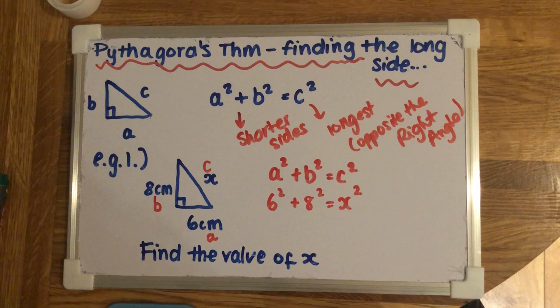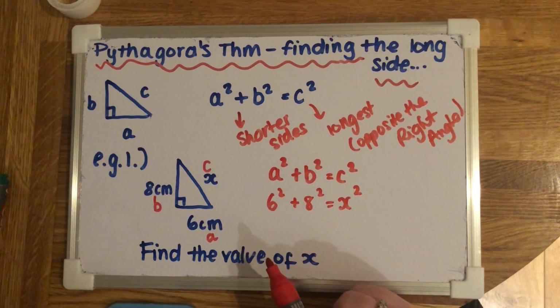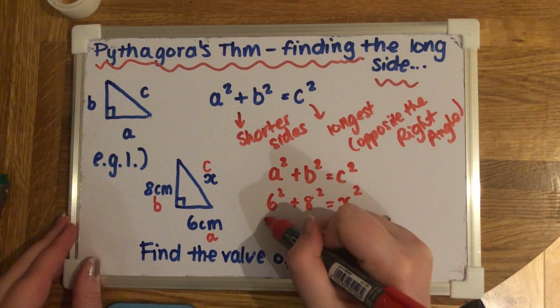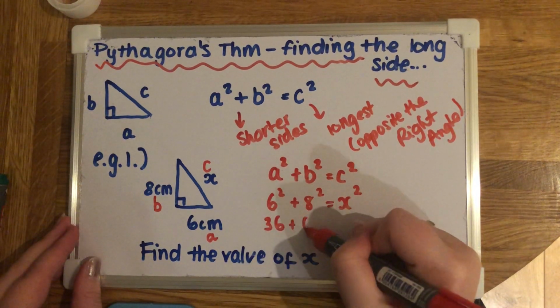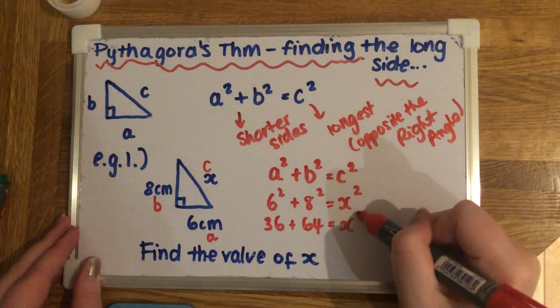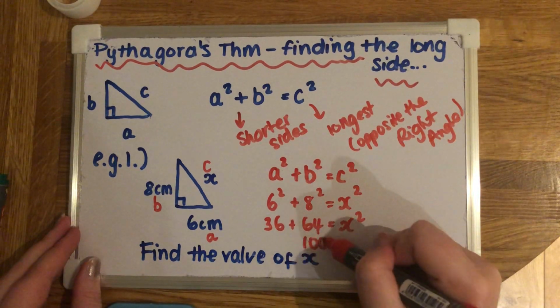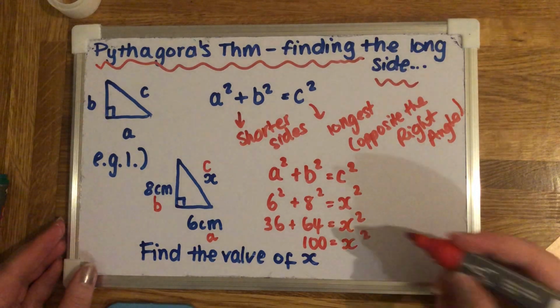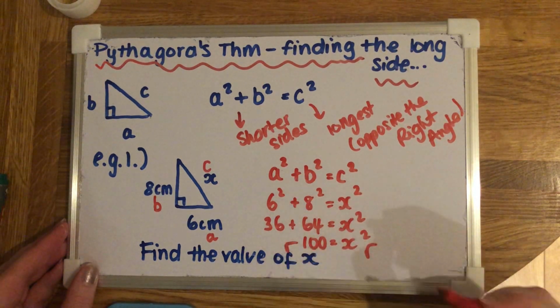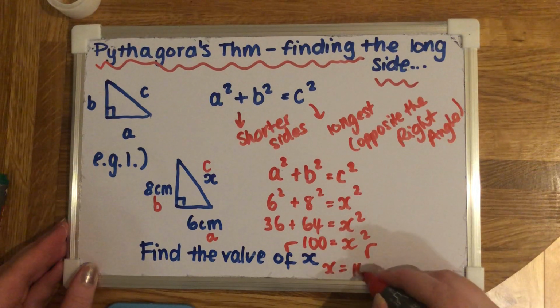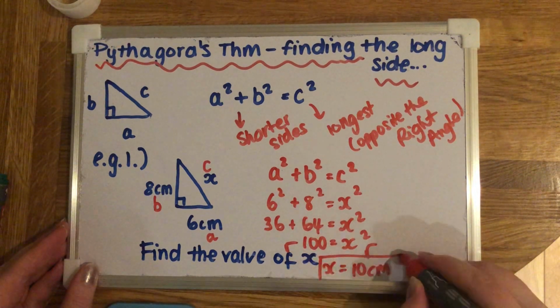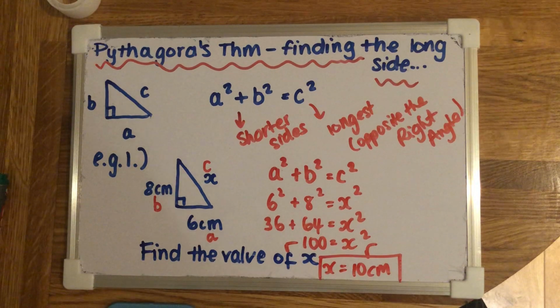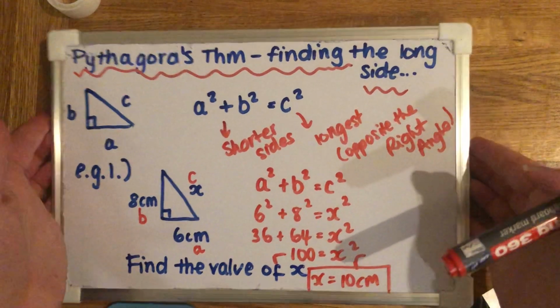Okay, so what we do is now we actually square the numbers and then we'll add them together. So 6 squared is 36, 8 squared is 64. Add those two together, we get 100. Okay, now we don't want x squared, we want just x, so we then need to square root it. So x is then going to be 10 centimetres. Okay, so it's just remembering to square root at the end, because everything's got squares to start off with. Okay, let's do another one.